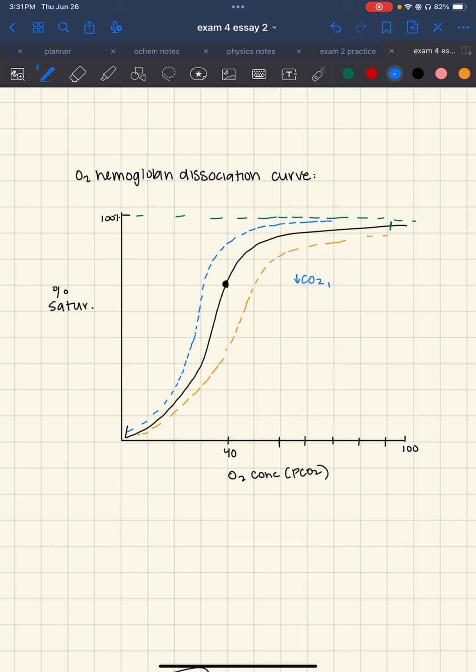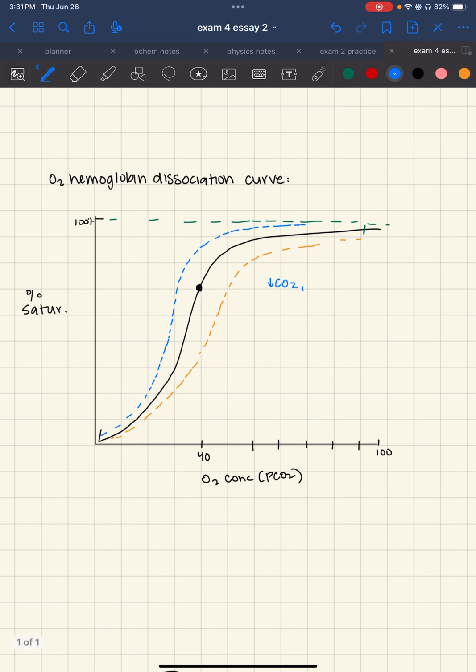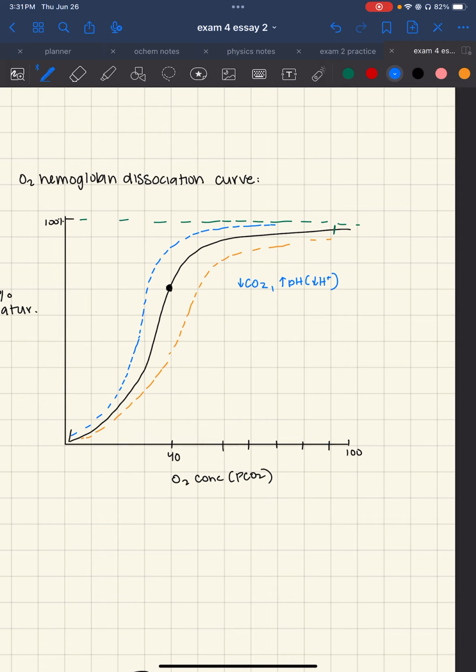carbon dioxide is what kicks the oxygen off. So if we have less carbon dioxide, oxygen will stay on hemoglobin for longer. We could increase pH, which is also decreasing hydrogen, right? Because our oxygen is also kicked off by hydrogen binding. So when hydrogen binds, we kick oxygen off.